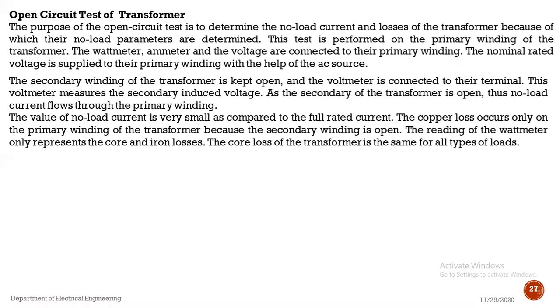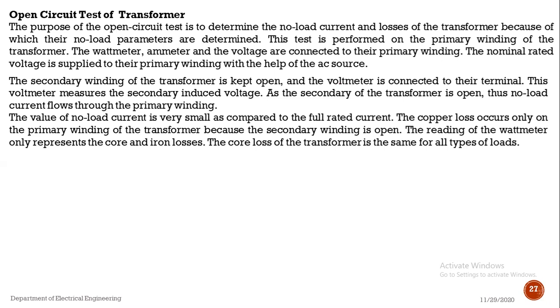Okay, secondary side जी आहे transformer ची ती आपण open ठेवतो, and to measure the open circuited voltage, there is some induced EMF present in the secondary winding. So a voltmeter can be connected to the secondary terminal. This voltmeter will measure the secondary induced voltage. हा जो काय voltmeter असेल, it will measure the secondary induced voltage.